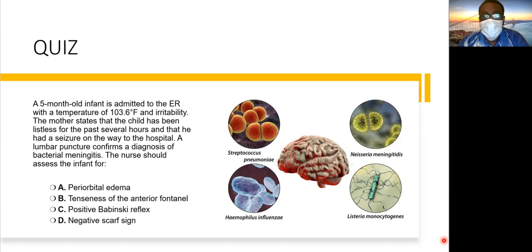So tenseness of the anterior fontanelle indicates an increase in ICP, or your intracranial pressure. Periorbital edema is wrong because it's not associated with meningitis. C is also incorrect because we actually expect to see a Babinski reflex in this infant. So that's normal. And D is also incorrect because it relates to preterm infants, not infants with meningitis.